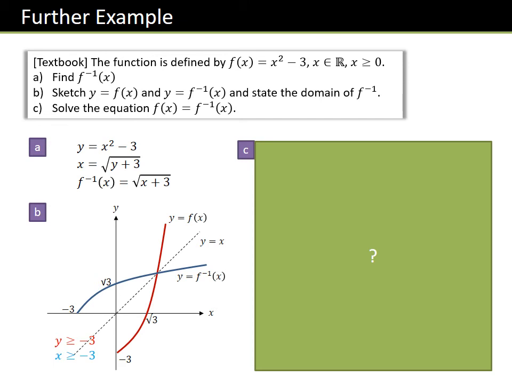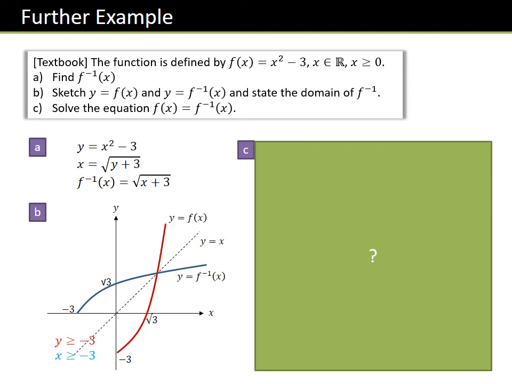Then it says solve the equation f of x equals the inverse of x. Now if you try and solve that by setting x squared minus 3 equal to the square root of x plus 3, well, you can do it. I mean, I tried for about 3 seconds and decided that was far too hard. There had to be an easier route, because this is A level, this is not some sort of marathon evilness.